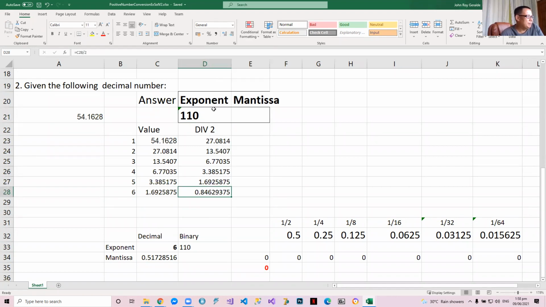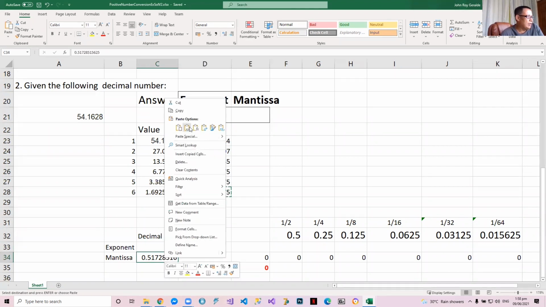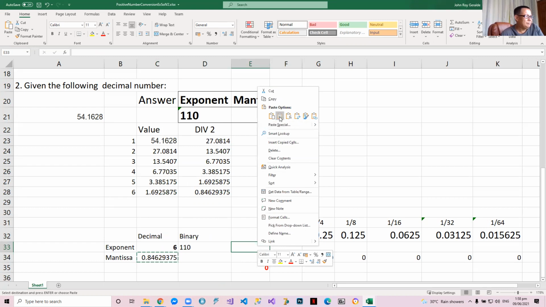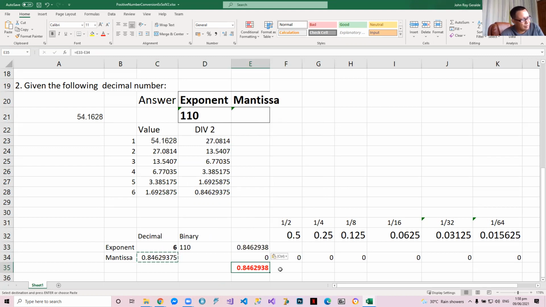We'll just copy this and paste the value. Also copy it again and paste it here. You follow? So never mind, it's still 0.84 because that's what our original value is. Any questions so far?